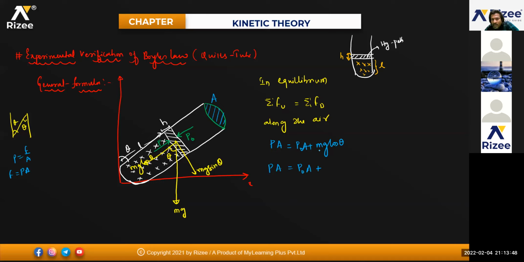So if I simplify this, P into A will be equal to P naught into A plus mg cos theta. This M is nothing but what, beta? Mass of this mercury pellet. The height of this one is how much for me? Your h. So mass is equal to volume into density of mercury. I'm taking it as rho. Mass is equal to volume into density, into g into cos theta.